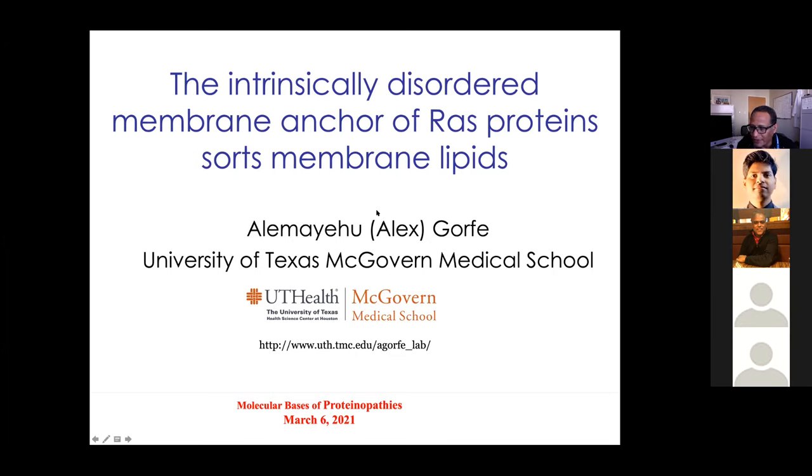Most of the talks I've seen were on developmental disorders. Mine is going to be slightly different. It's more on cancer and developmental diseases. And I will focus on one part of proteins called RAS proteins. They have this intrinsically disordered C-terminal segment, and my focus today would be on that.